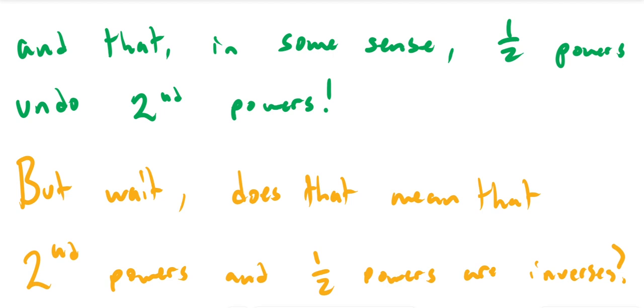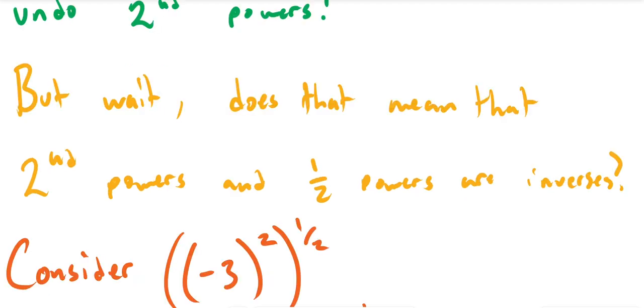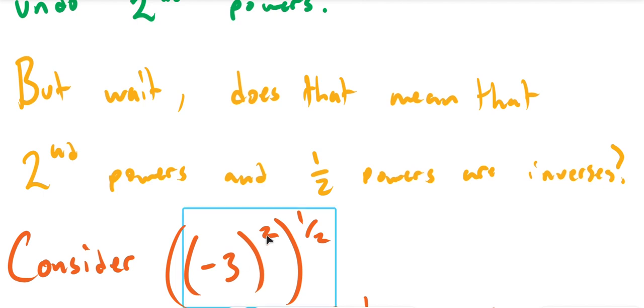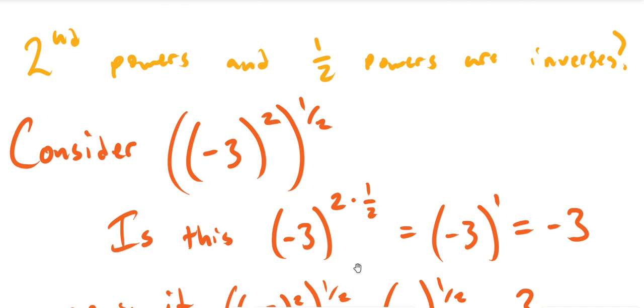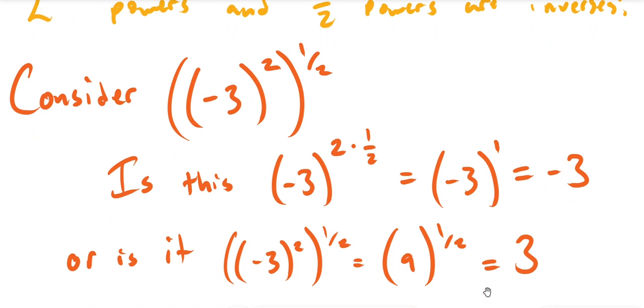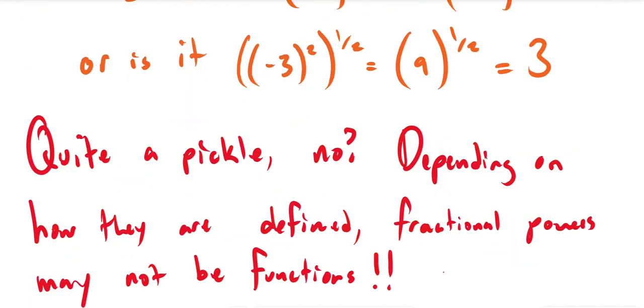Well, not exactly. Consider, for example, what would happen if we took -3 and squared it and then took the 1/2 power. Now, what would happen here is, in one sense, if I took power to a power, I should have -3 to the 1, which is -3. But is it, in fact, that I should take the inside first and do 3 squared and get 9, and then that's just +3? So this is quite a pickle, isn't it? It seems to matter the order in which we evaluate this to what value we get in the end. That's a little weird. So depending on how we're going to define fractional powers, they may not actually be functions.